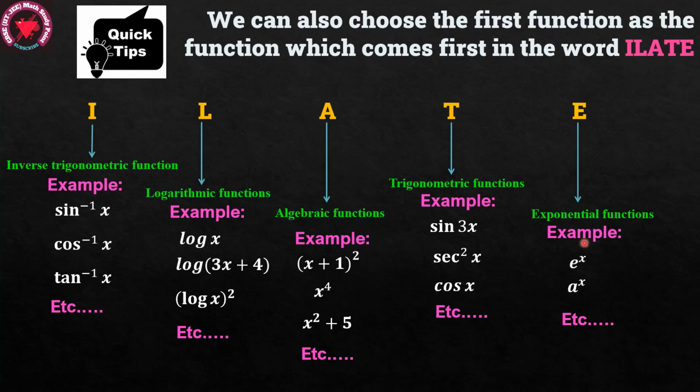So if we have a product of two functions in the given integrand, by using this IIT rule we can choose the function u. That is, in this word, whichever letter comes first according to the given integrand, that letter's function we have to choose as the first function.